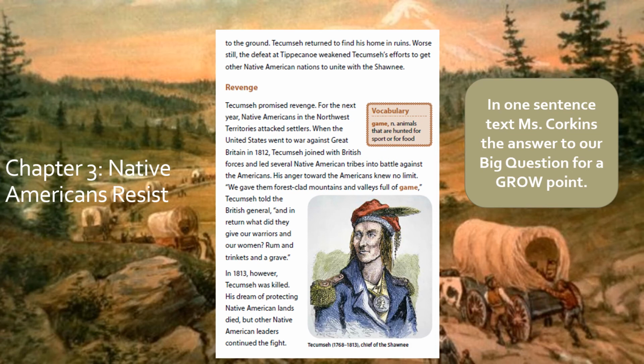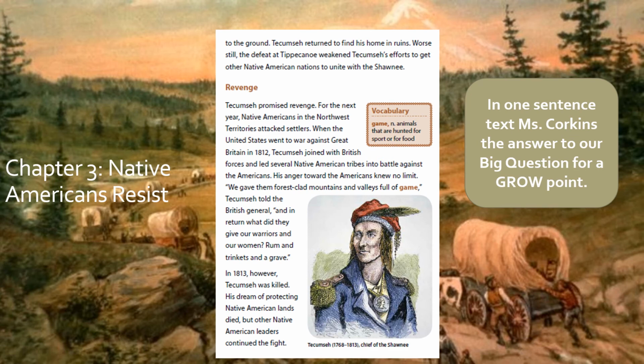"We gave them forest-clad mountains and valleys full of game," Tecumseh told the British general, "and in return, what they did, they gave our warriors and our women rum and the trinkets and a grave." In 1813, however, Tecumseh was killed. His dream of protecting Native American lands died, but other Native American leaders continued to fight.